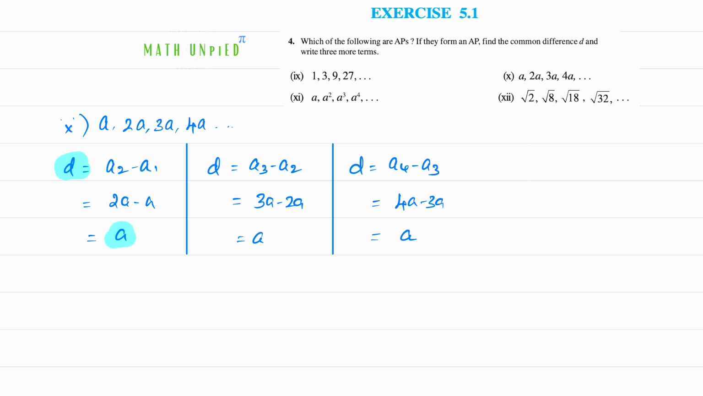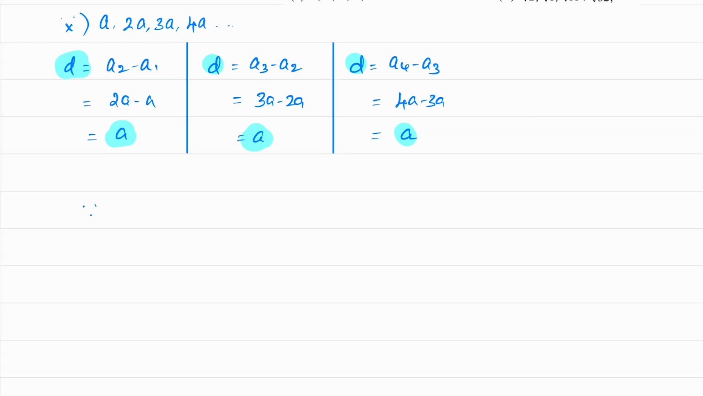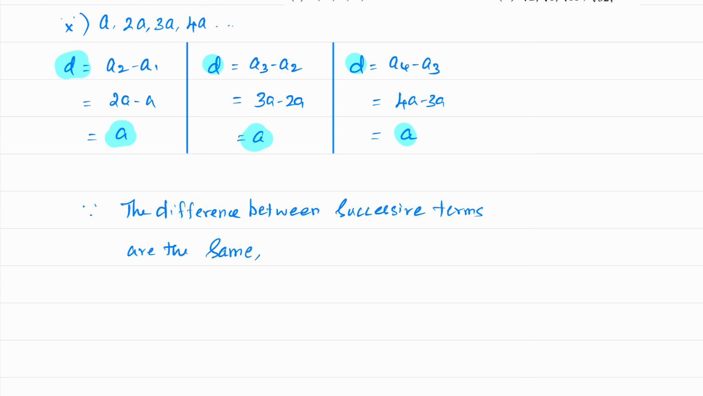So D equals A, since the difference between successive terms are the same, it is an AP. Now how do we get the next three terms?